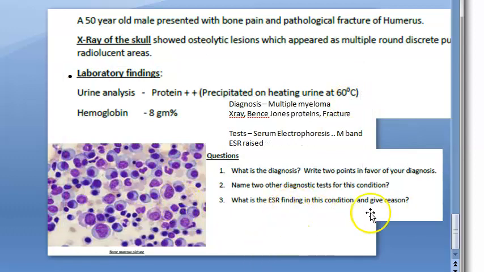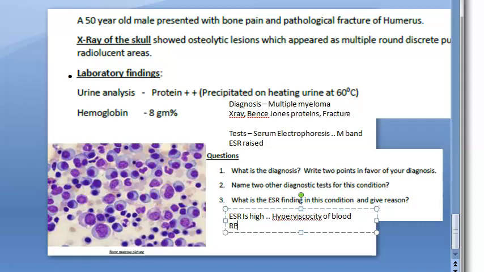What is the ESR finding in this condition? Give the reason. ESR is high. Why, as of now we cannot say. ESR is high because there is hyperviscosity of blood. RBCs will have Rouleaux formation. They are all clumping together, possibly because of atypical myeloma cells, plasma cells being present in the blood picture also.